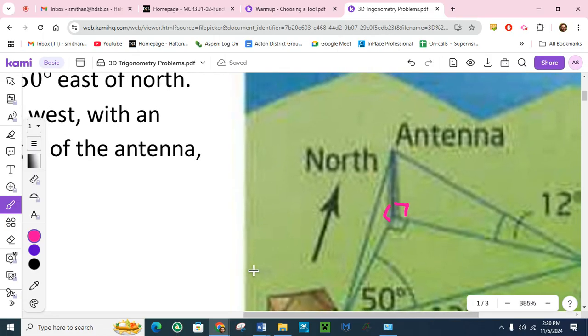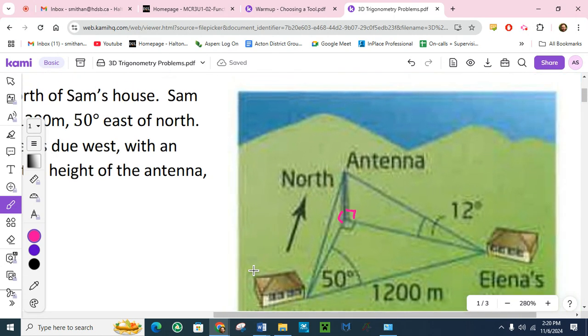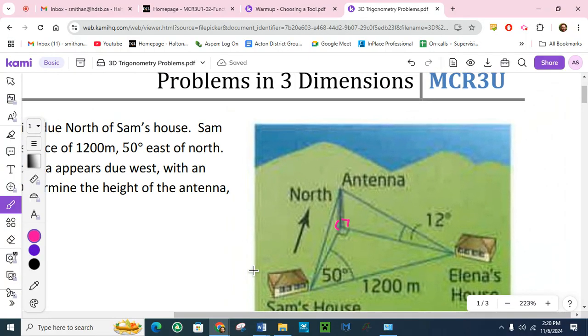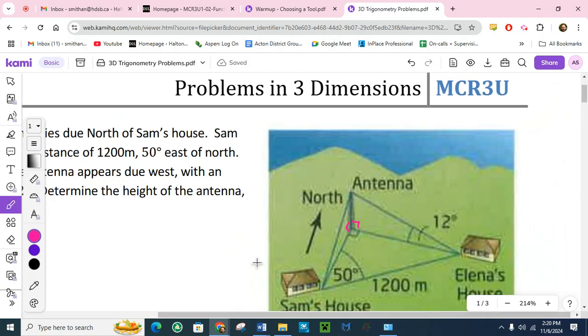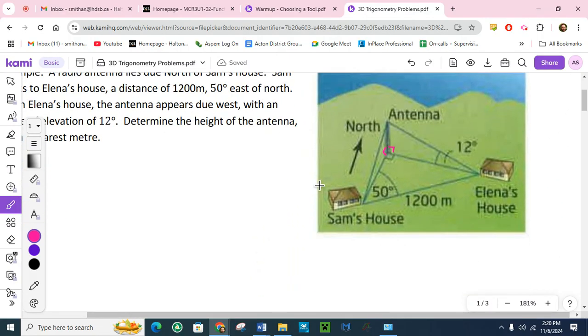So what I would suggest for you guys is redrawing all three of those right angle triangles and labeling what we know. I'm going to do that down here.